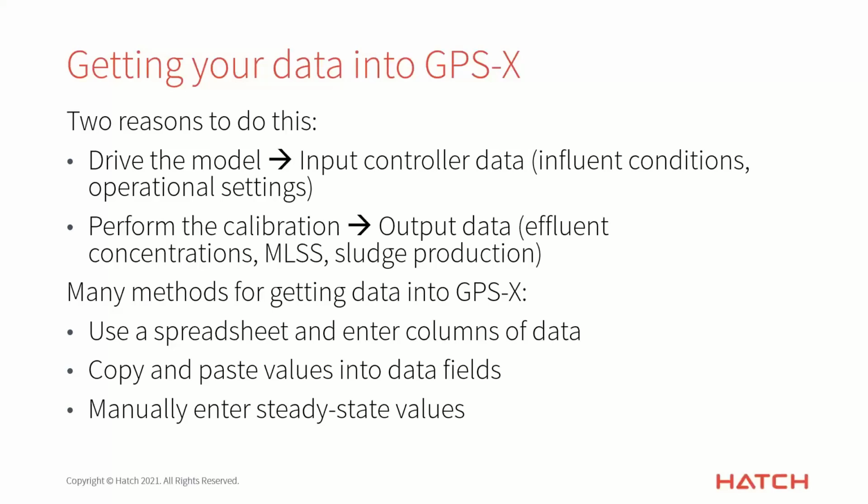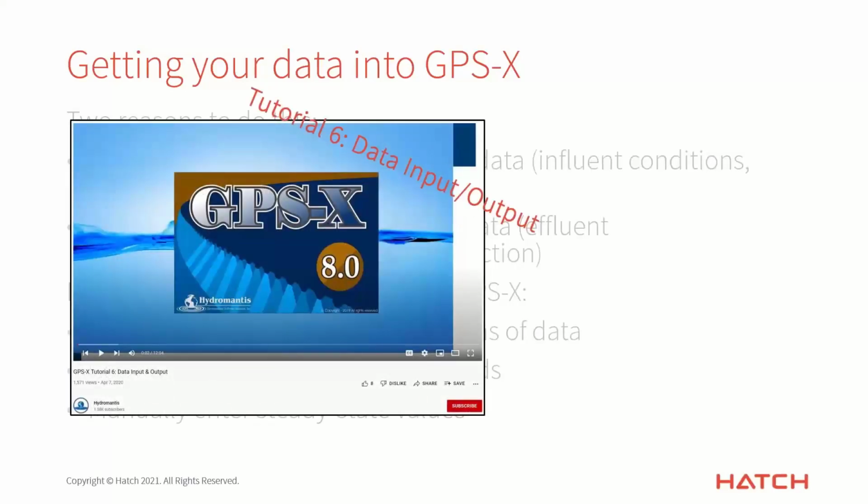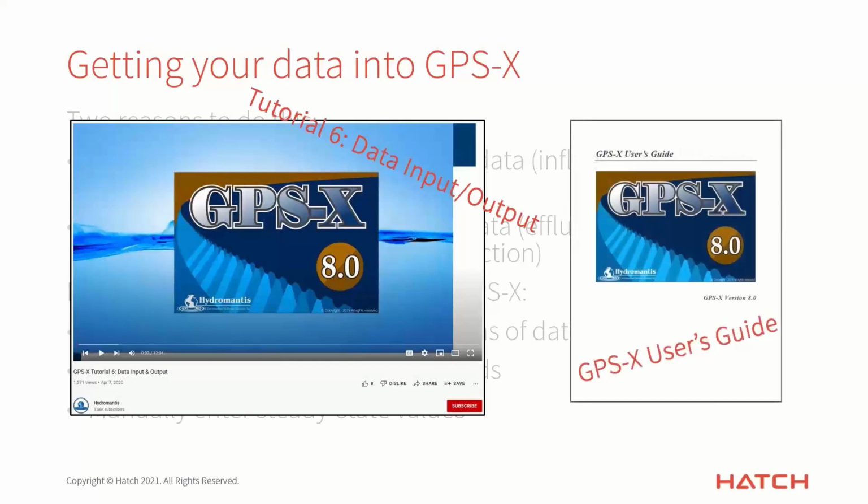Here I've just listed a few methods for getting data into GPSX. You can use a spreadsheet, enter columns of data into that spreadsheet, and then just link that spreadsheet to GPSX. You can copy and paste values into the data fields that are in GPSX, or you can even go into the input menus and manually enter the steady state values that way. If you want to learn more about data input and output in GPSX, you can check out tutorial 6 on the YouTube channel or in the tutorial guide. And there's also the GPSX user guide, which has a lot of information about a lot of things in GPSX and does have a sizable section on data input and output.